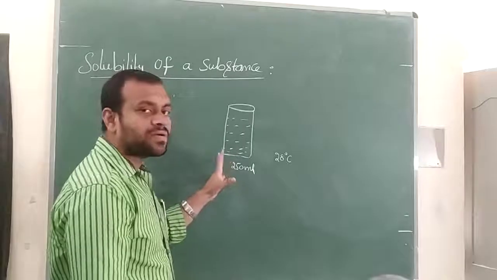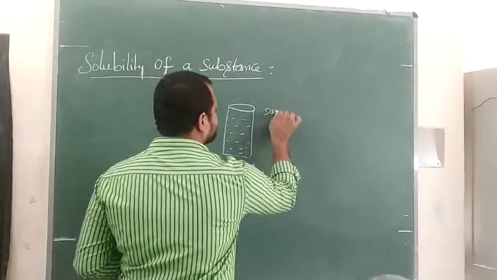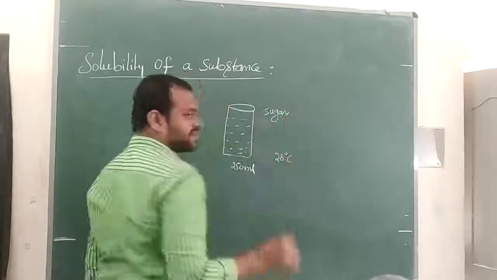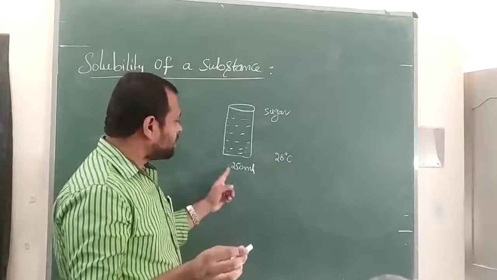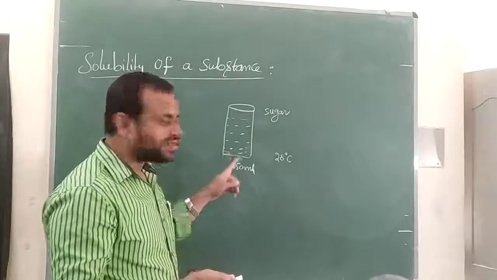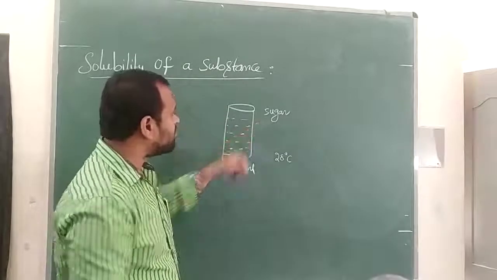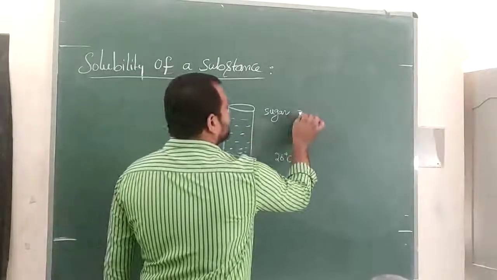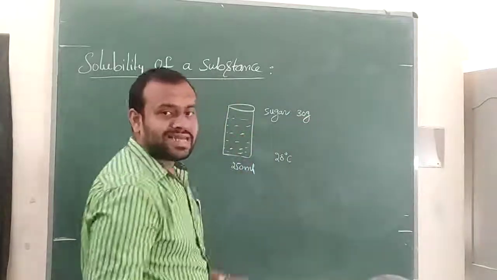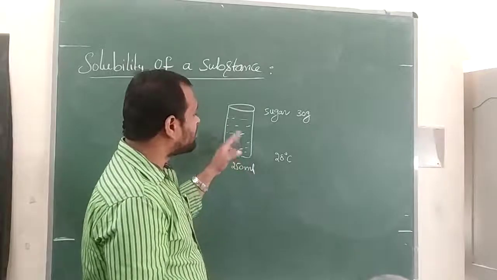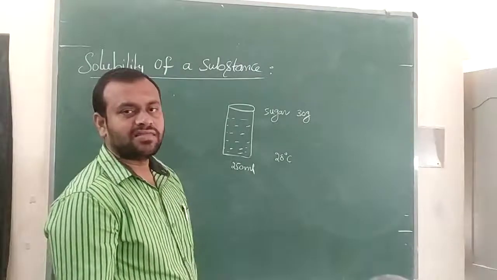The maximum amount of solute. For example, I will take sugar. For example, I am telling you that in 250 ml of water, this is a solvent, it dissolves nearly 30 grams of sugar. Then the solubility is said to be 30 grams of sugar at room temperature 28 degrees centigrade.